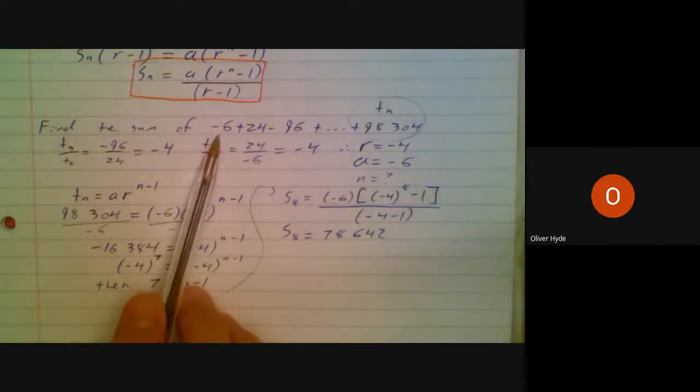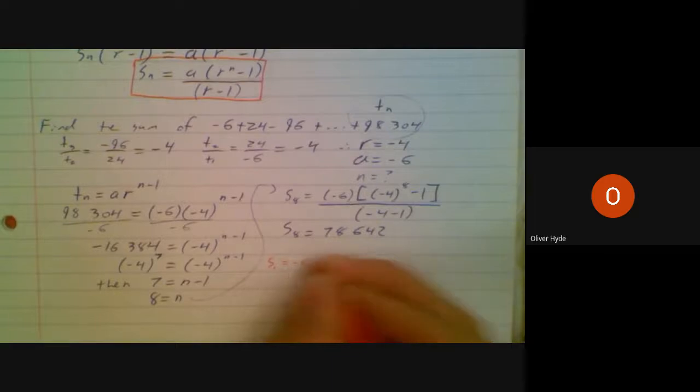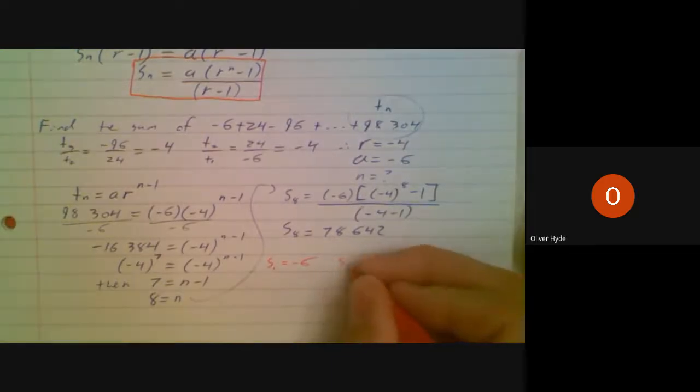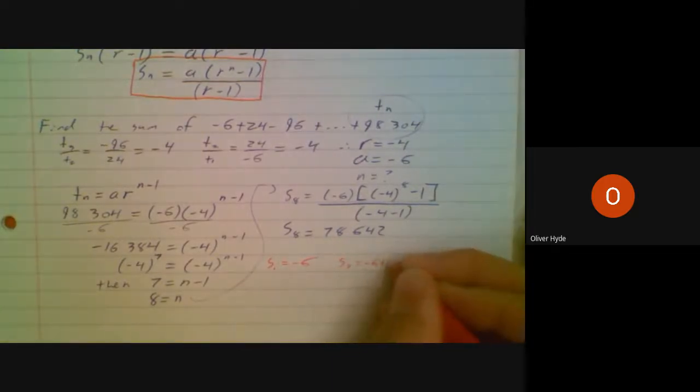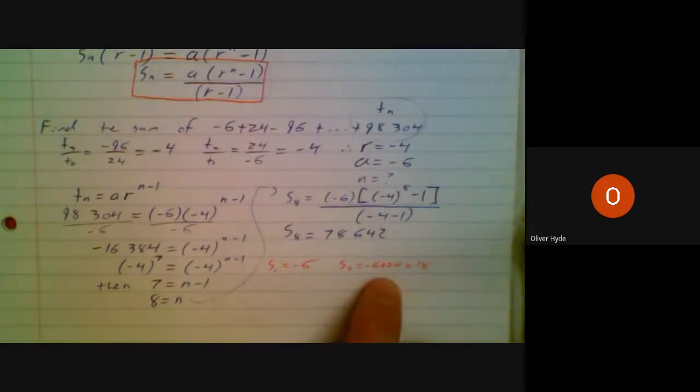Your sum of your first term, just a little aside here, is negative because it's -6. The sum of your first 2 terms, that's going to be -6 plus 24. That's going to be 18. Notice that that's positive, but it's less than 24. It's 6 less than 24.